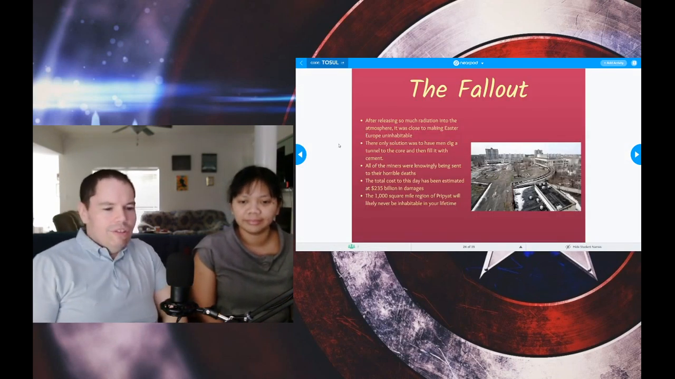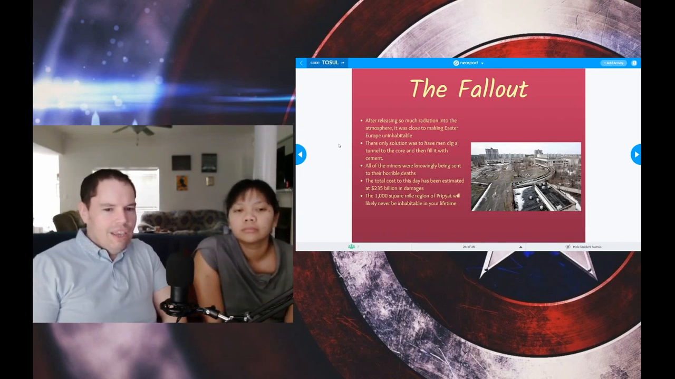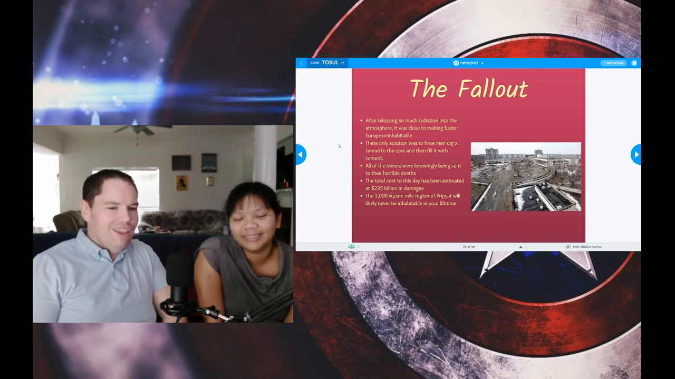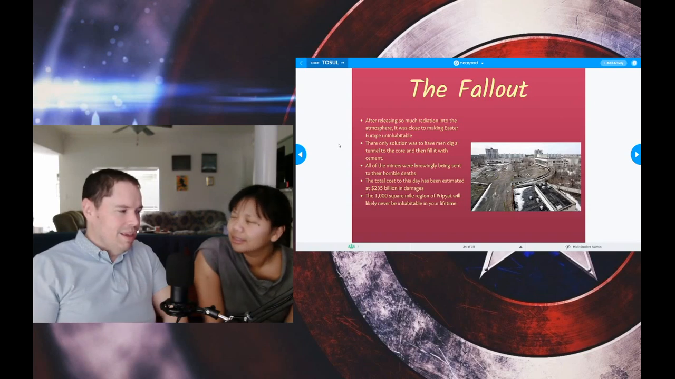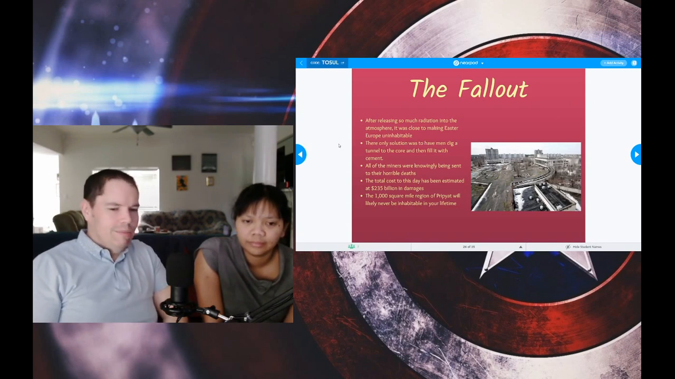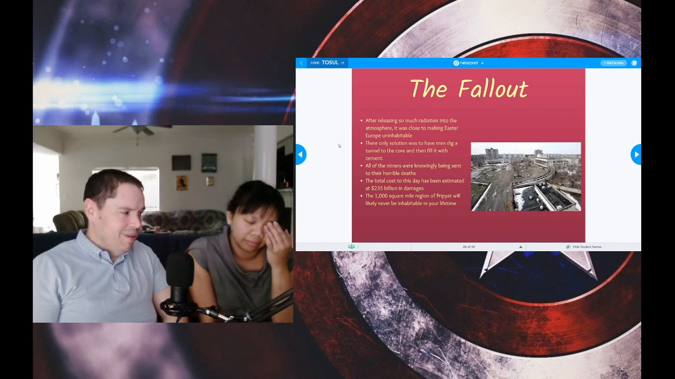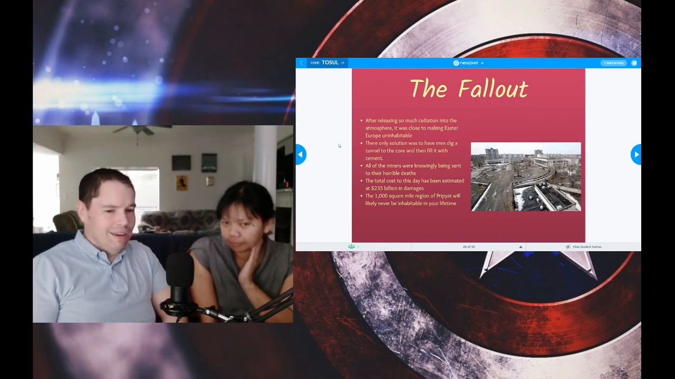Okay, so after releasing so much radiation in the atmosphere, it's close to making Eastern Europe uninhabitable. It's this close to making it completely uninhabitable. Now, the only solution they had was to have men dig a tunnel to the core and fill it with cement. All of these miners they sent in were being sent to their deaths. Horrible deaths, knowing they were being sent to their deaths. Most of them knew ahead of time, hey, I'm marching into this mine to die.